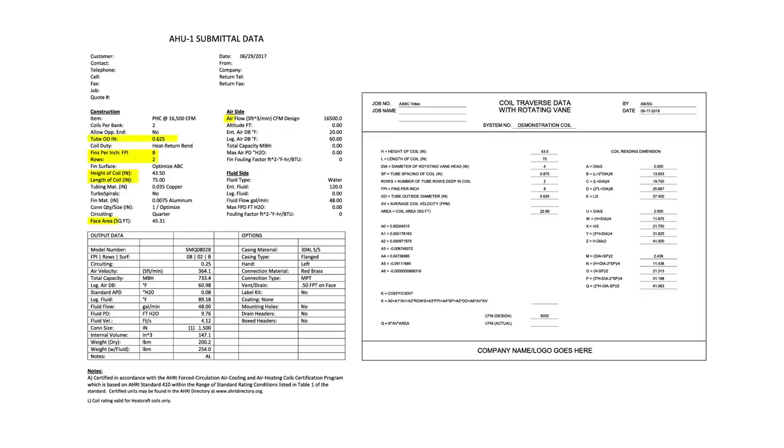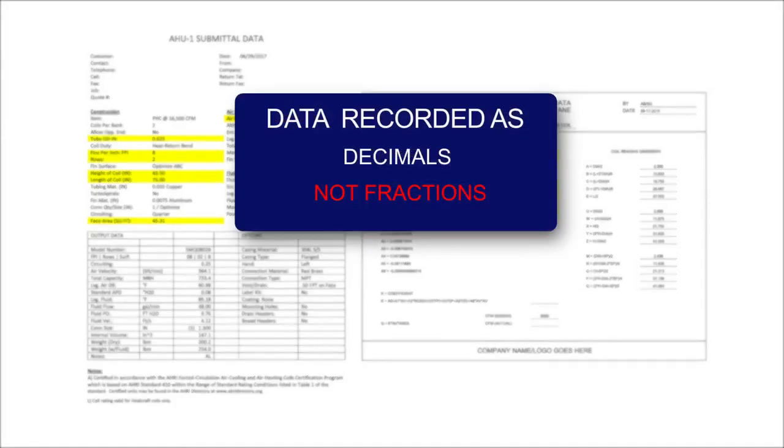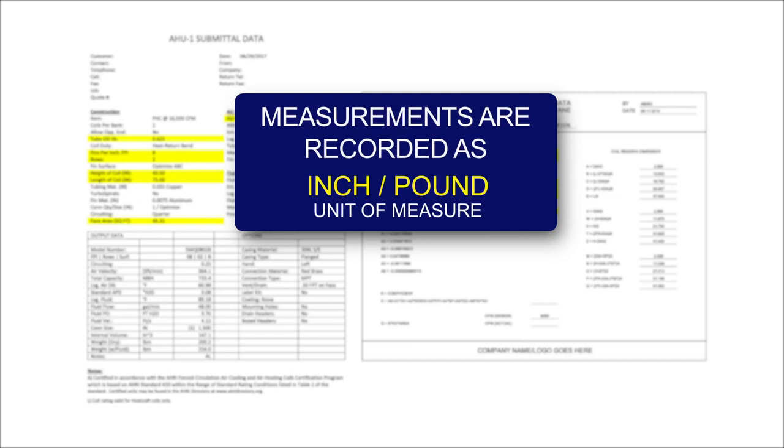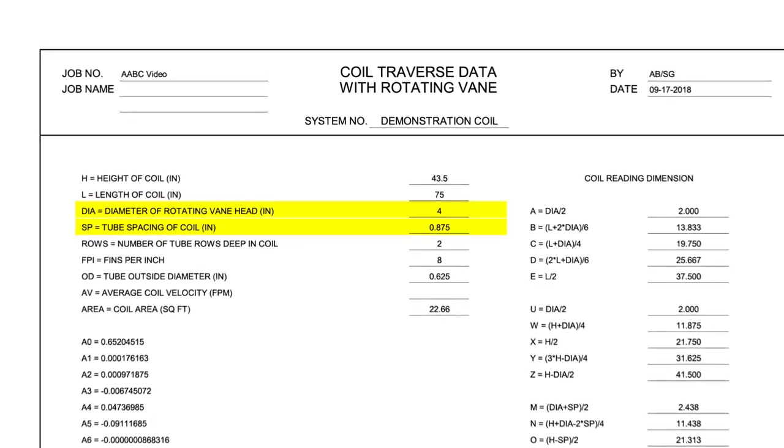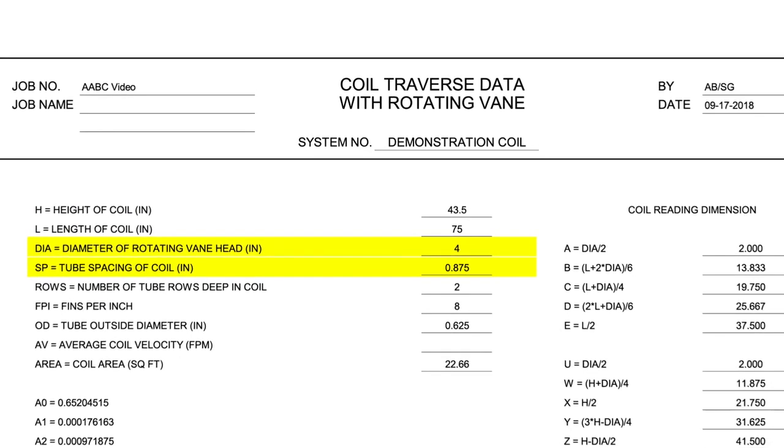To start the process, submittal data is recorded into the coil traverse data with rotating vane form, which is then verified in the field. This AHU-1 submittal data was provided and used to input the highlighted measurements into the form. The data is recorded as decimals and not fractions. The measurements are recorded using the inch-pound unit of measure. The diameter of the rotating vane head and the tube spacing of the coil was not included in the AHU-1 submittal data. These measurements were taken while in the field and recorded into the coil traverse data with rotating vane form.